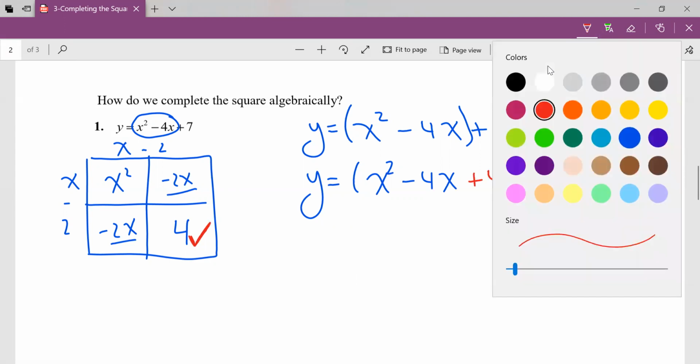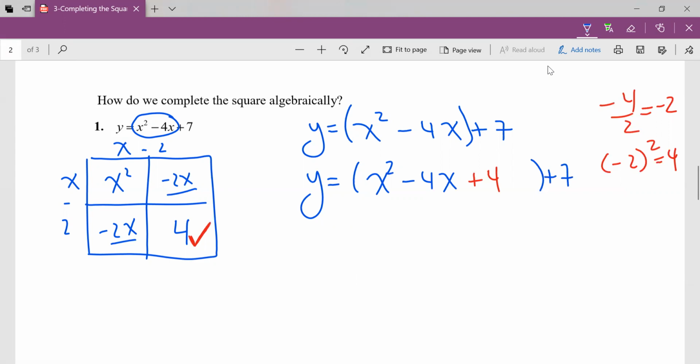But now, my friends, same as we did in the other video, we have to balance. We can't just add in 4. So to balance, we're going to subtract 4. And now all we do is simplify. This term here ends up being a perfect square trinomial, x minus 2 squared plus 3.